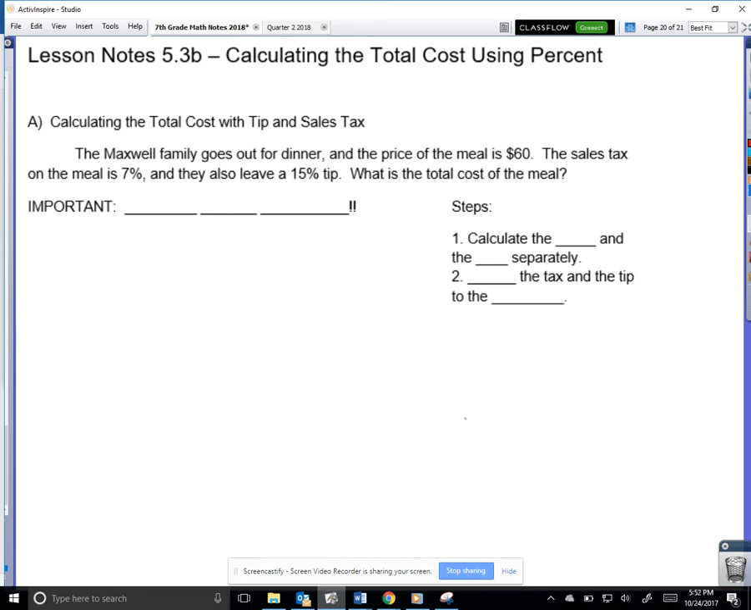All right, my little math friends, here we are. We're getting down toward the end of chapter 5 here, and now we're on 5.3b. We got this lesson and one more lesson left, and we'll get this done.